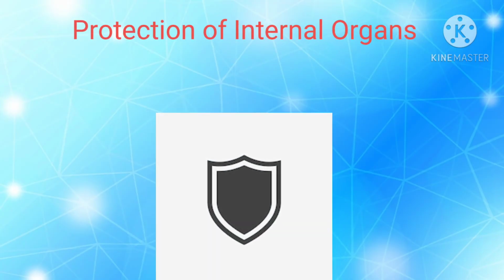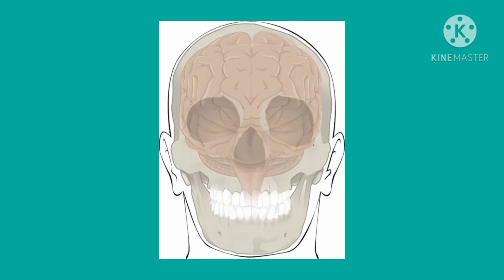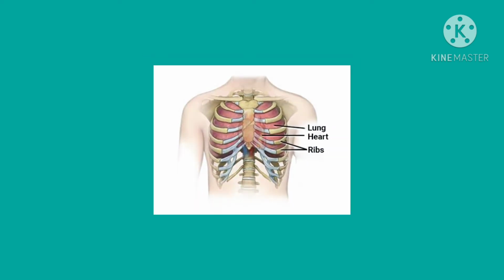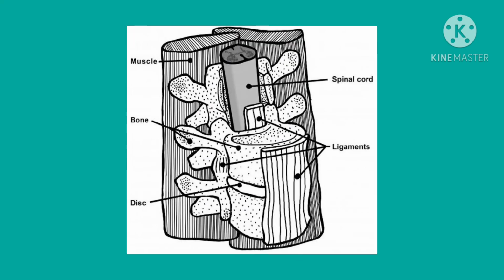Protection of internal organs. The skeleton protects our delicate organs, preventing them from undergoing any harm. Some examples of these are the skull, which protects the brain, the rib cage, which protects the lungs and heart, and the spinal column, which protects the spinal cord.